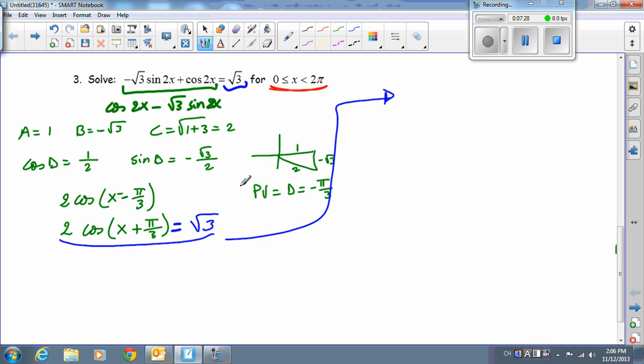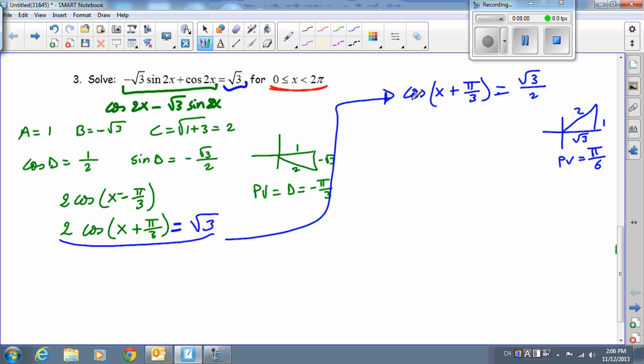So I will divide everything by 2 to get cosine of x plus pi over 3 is equal to square root of 3 over 2. Once again, we use our card and it's positive. So since it's positive, I know it's in the first quadrant, and the principal value will be pi over 6. You can build it yourself, knowing that the adjacent is square root of 3, 1, 2. So the principal value is pi over 6.